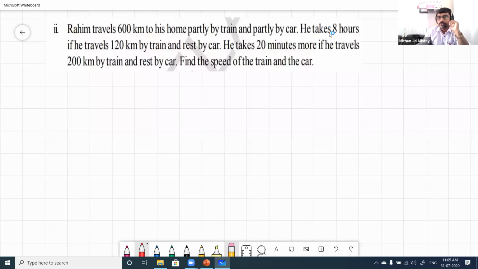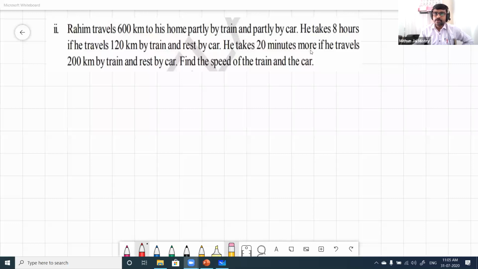Good. So he takes 8 hours if he travels 120 kilometers by train and the rest by car. That means out of the total 600 kilometers, 120 kilometers by train, and the rest, how much will it be? 480 kilometers by car, and he will take around 8 hours, right? Yeah. Hyderabad to Bangalore, 600 kilometers. Yeah, correct.